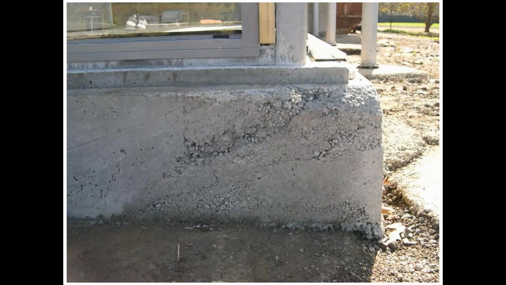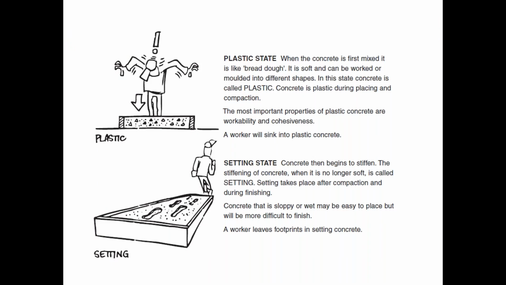Now, you'll hear concrete people say it's in a plastic state, or it's a setting state, or it's hardening, or whatever like that. So just a couple of quick ones. The plastic state is basically when it's mixed and movable. So it's plastic, and you can pour it and spread it around and do your thing.